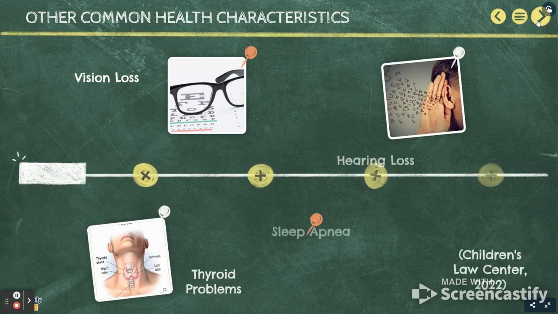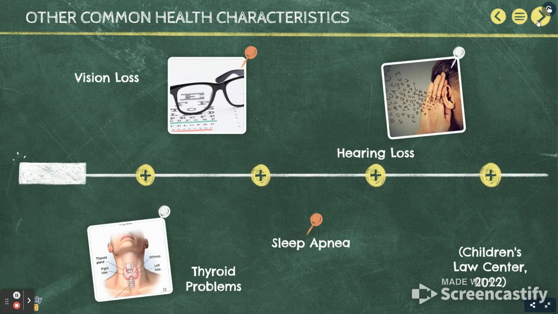And then we have some common health characteristics. While many know about the physical and intellectual symptoms of Down syndrome, there are also health risks associated with this disability, such as congenital heart disease, vision and hearing loss, thyroid problems, seizures, and sleep apnea.